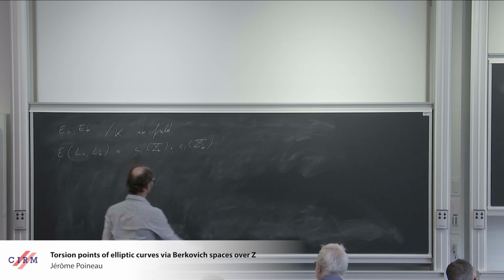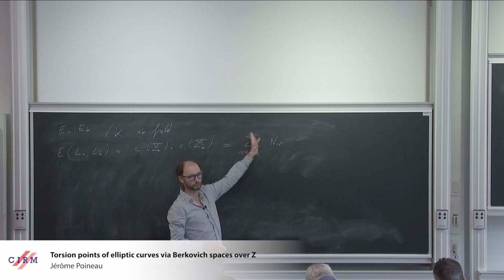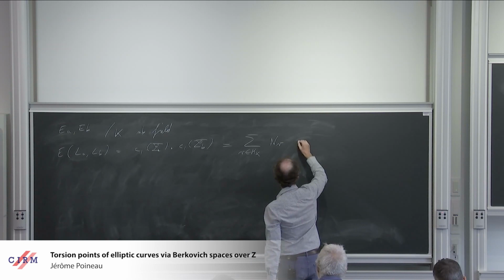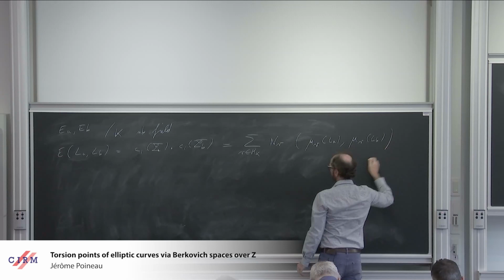And it's just the sum over all places of the number field K of some normalization factor, the usual stuff, like the local degree divided by the global degree over Q, times the local energy between mu_v of L_A and mu_v of L_B. Okay.